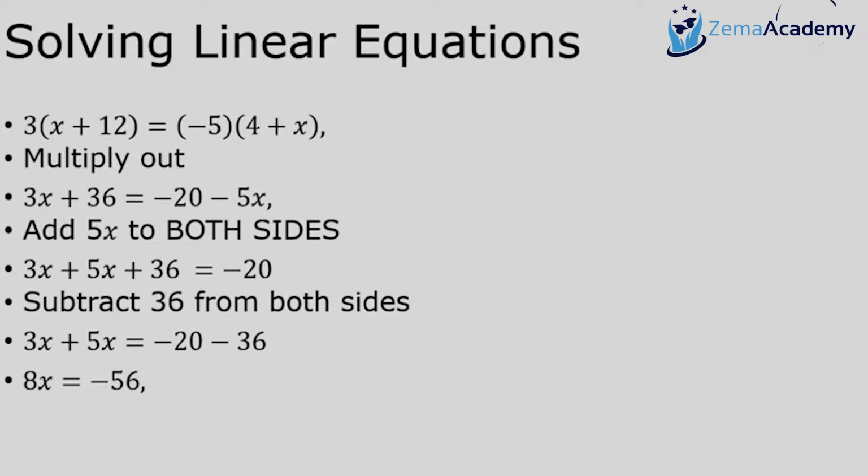Now again, we're going to divide both sides by the number applied to that x, by the factor or the coefficient next to the x. So x equals -56 divided by 8, which equals -7.